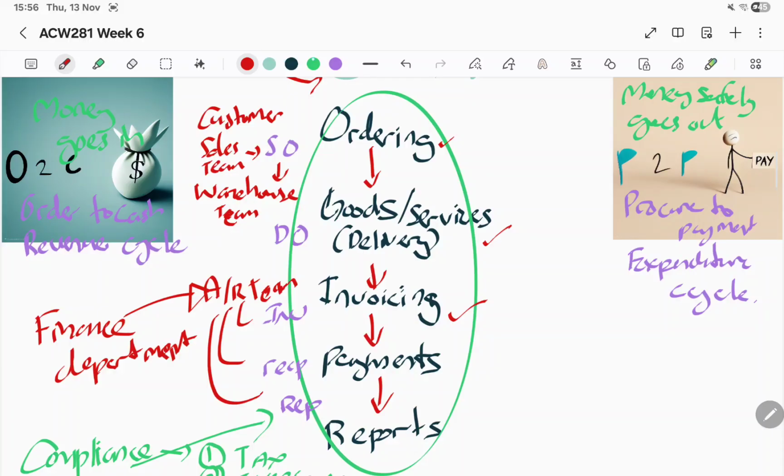The same thing, let us look at this one over here. Procure to payment is different now. Just now it's customer, right? Customer is the one that triggers the event. But procure to payment is not from the customer, it is from internal, the company. And the person inside will trigger the event.